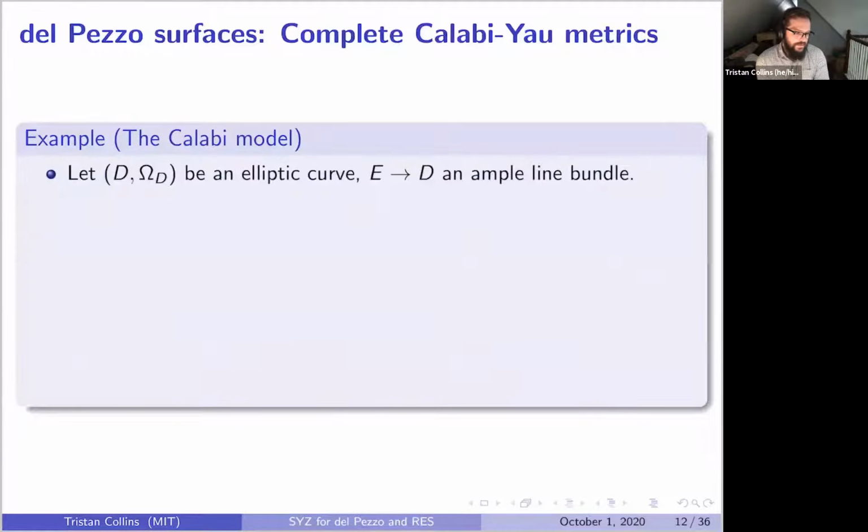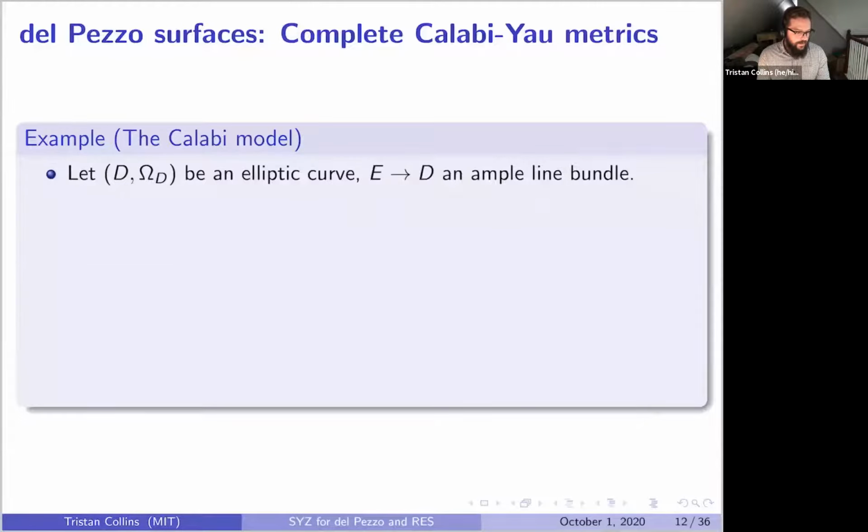Okay, so what is the Calabi model? The Calabi model is supposed to model the geometry of the elliptic curve inside of a Del Pezzo surface. So you can imagine that we're really just trying to write down some Calabi-Yau structure on the normal bundle of an ample divisor.